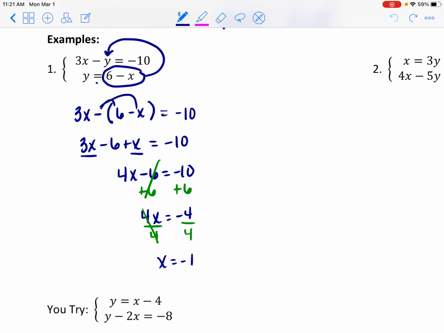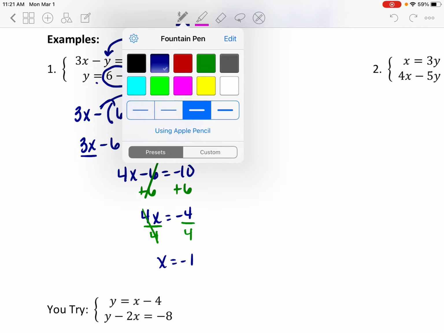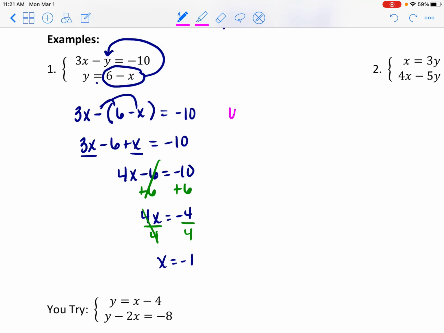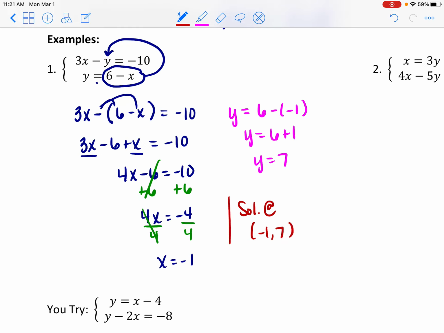So in this case, I'm going to use the second equation. The second equation says y is going to equal 6 minus x, which we just found was a negative 1. So y is going to equal 6 plus 1, which makes it 7. So our solution is going to be at -1, 7. Okay, that is the point where these two lines will cross.